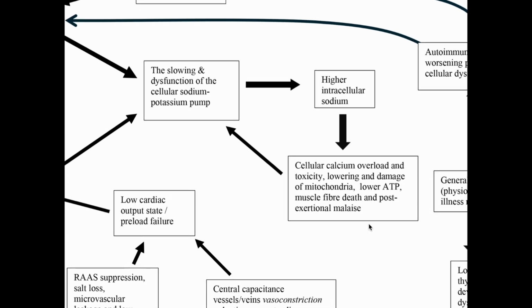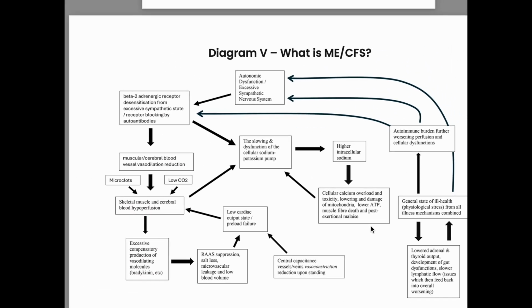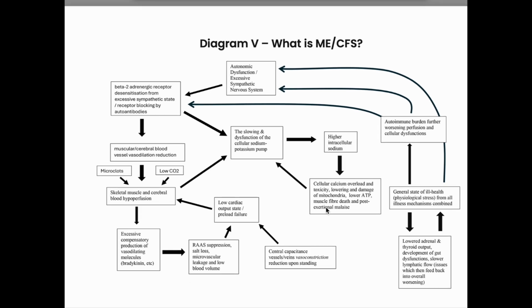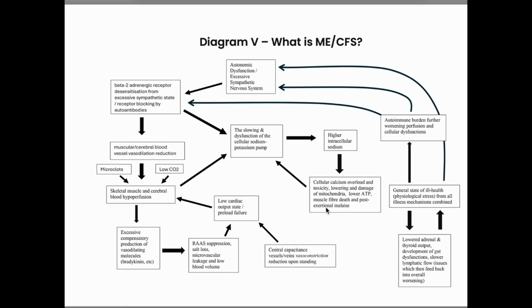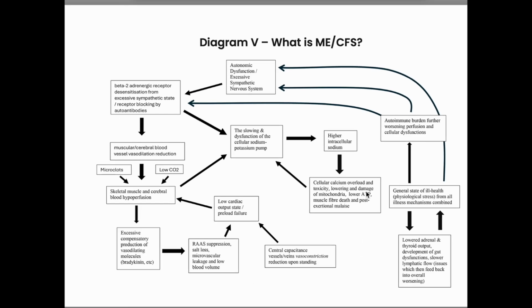So that's the kind of interaction between the hypoperfusion, the dysfunctioning of the beta-2 adrenergic receptor, and the cells. And again, all of these problems that we have just been describing will feed back into the autonomic dysfunction, which will then keep worsening these problems, the initial problems over here. So it's all vicious cycles. Now, we're going to come to a few other little things, which will then round things off.